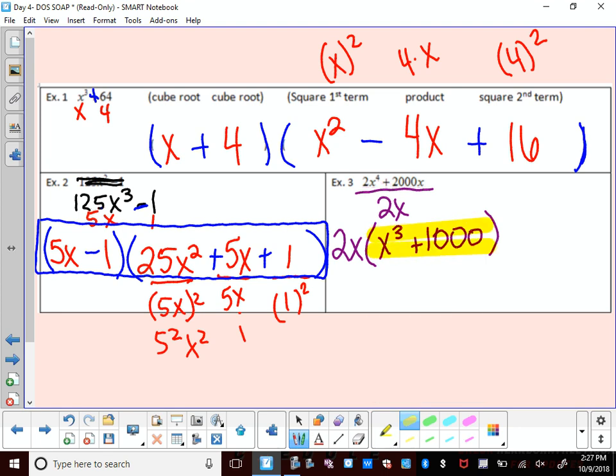I need to have a binomial. Whenever I have a binomial, I'm asking myself two things. Can I SOAP it or can I DOTS it? I have a cube root there, so that tells me it should be SOAP. I also have 1,000, so that's also a cube root. So we have one normal parentheses, one bigger one. Let's SOAP this. The cube root of x cubed is x. The cube root of 1,000 is 10.